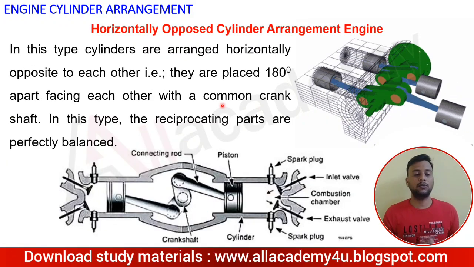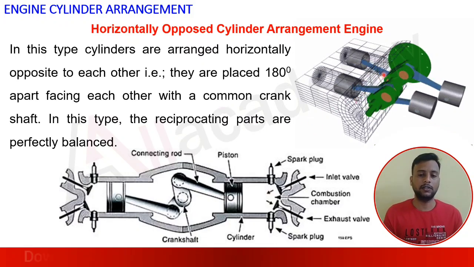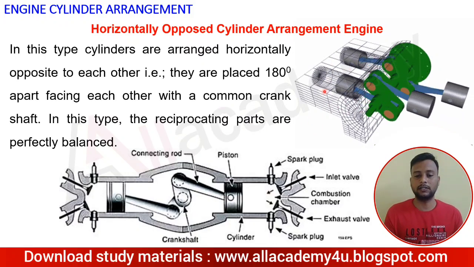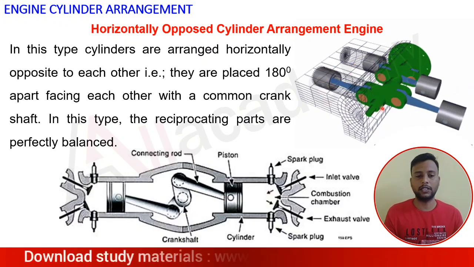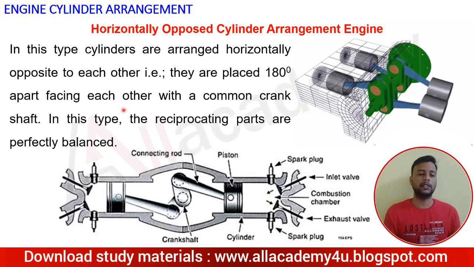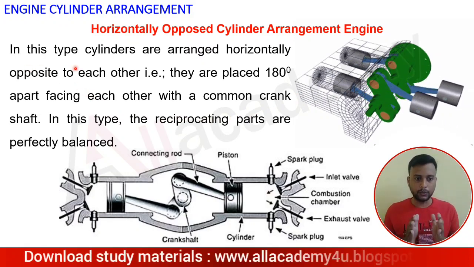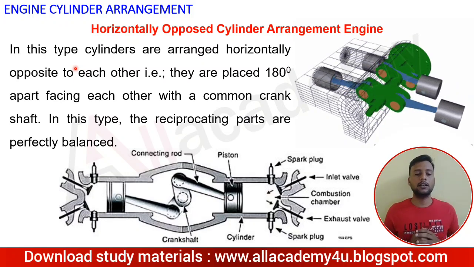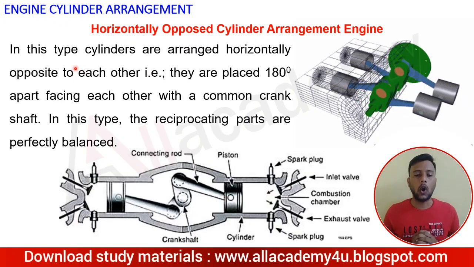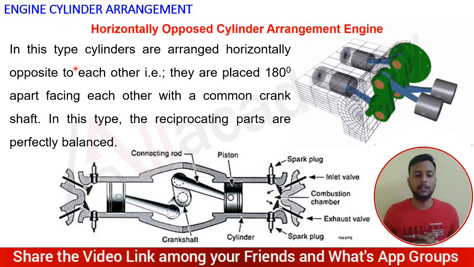Moving to the next one, that is the horizontally opposed cylinder arrangement. Now here you can see how it works. This animation will help you understand how this opposed arrangement works. In this type, cylinders are arranged horizontally opposite to each other, that is, placed 180 degrees apart, facing each other with a common single crankshaft.